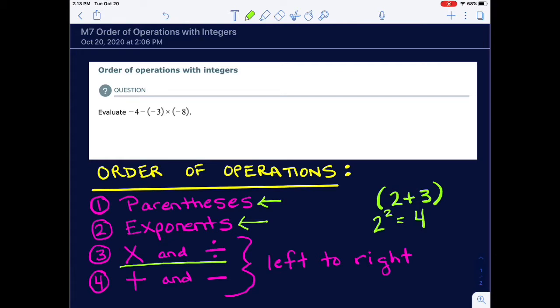And multiplication and division are equal. Neither one of them comes before the other. We're going to do them all left to right. And so we'll just start at the left and look for that sort of thing. We actually have some multiplication here.